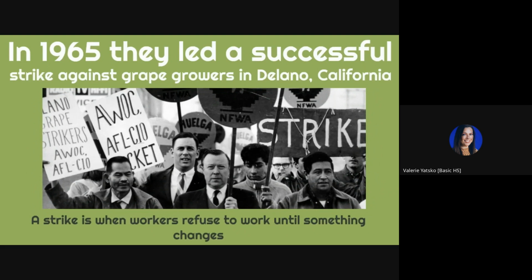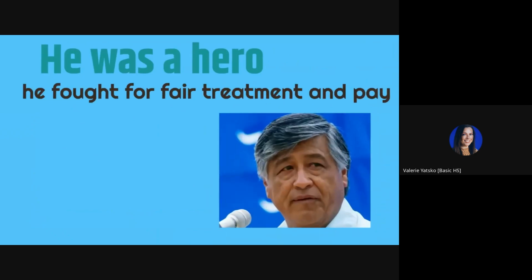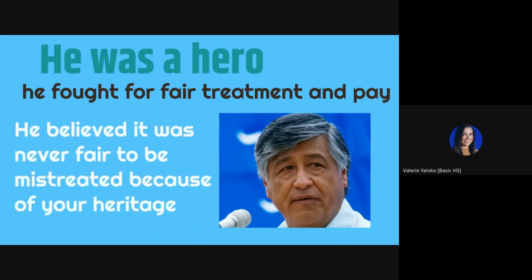On a side note, it took 5 years and they never gave up because Cesar Chavez and the United Farm Workers wanted to fight for better treatment and they were not willing to give up. He was a hero. He fought for fair treatment and pay. He believed it was never fair to be mistreated because of your heritage.